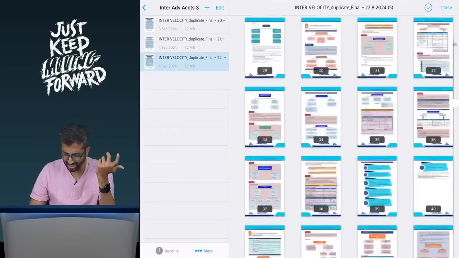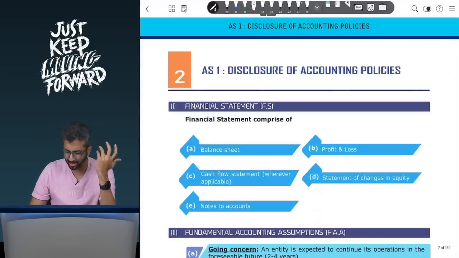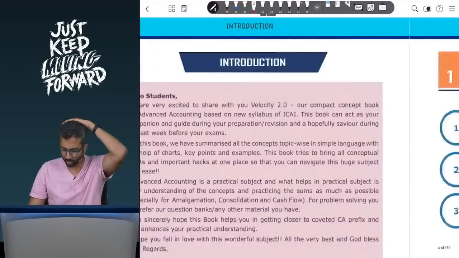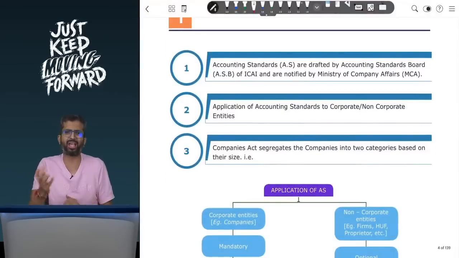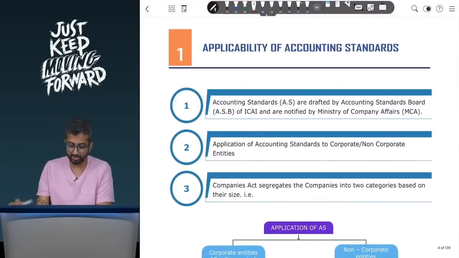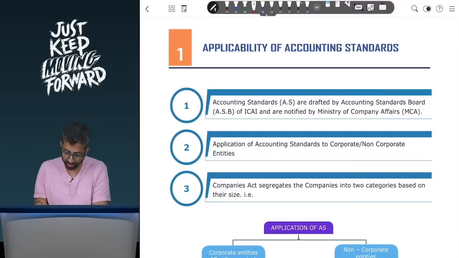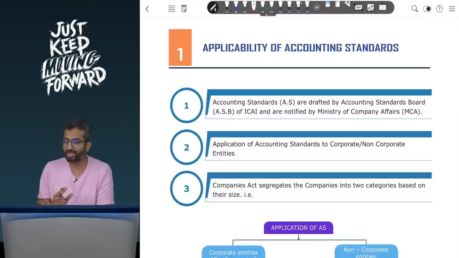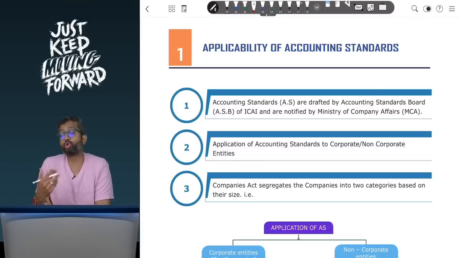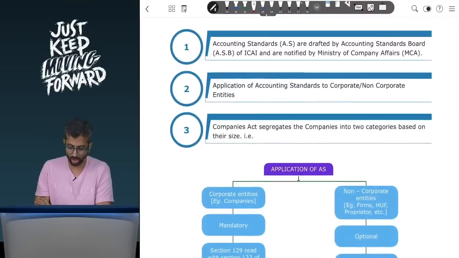There is also this section at the beginning where you have applicability of accounting standards. If I do a very quick overview, institute might ask you questions over here, but it's a little less important. Accounting standards are given by our beloved ICAI, the Accounting Standards Board, and notified by the MCA. Standards can be applicable to corporate entities because Companies Act requires you to do that, but for non-corporate entities also, if they want to get it audited, then they will have to follow accounting standards.